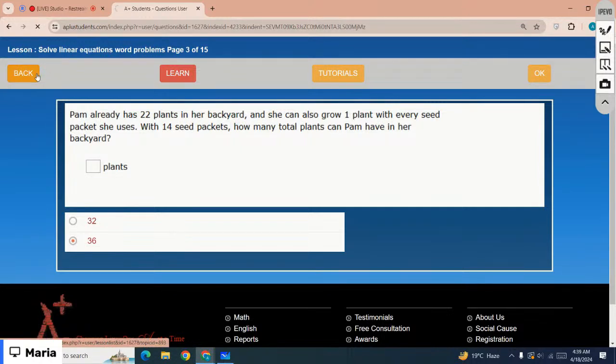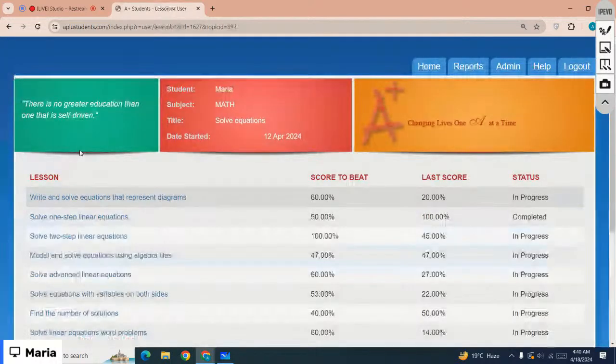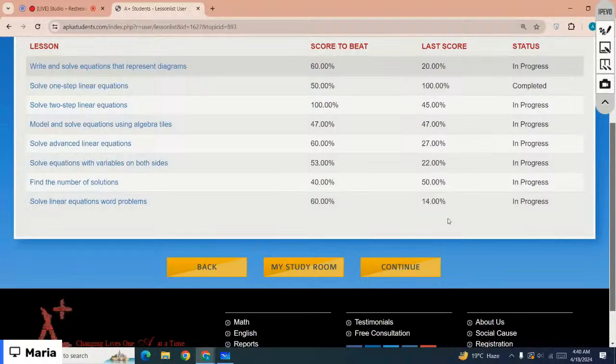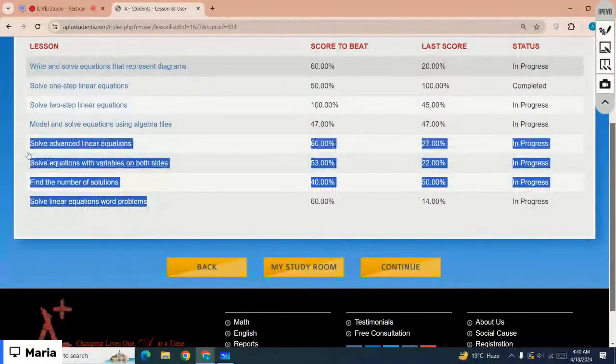Okay, you can complete the lesson by yourself later today. So we were working on grade 9 math. The chapter we were working on is solve equations. The lessons we have covered today are solve advanced linear equations, solve equations with variable on both sides, find the number of solutions, and solve linear equations word problems. So please make sure before the next session you complete all the practice questions for the lessons we did today. That is your homework until the next session.